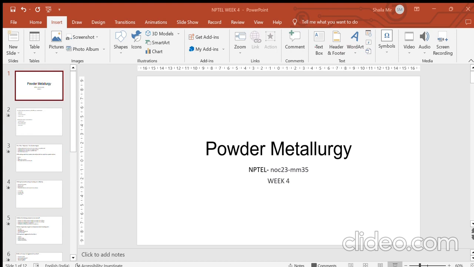Now we have a numerical question. First I'll read it out, you can try it and then we'll solve it together. The question says that a sphere of 1 mm radius is heated to a temperature of 900 degrees Celsius and allowed to cool. So we have a sphere of 1 mm dia.